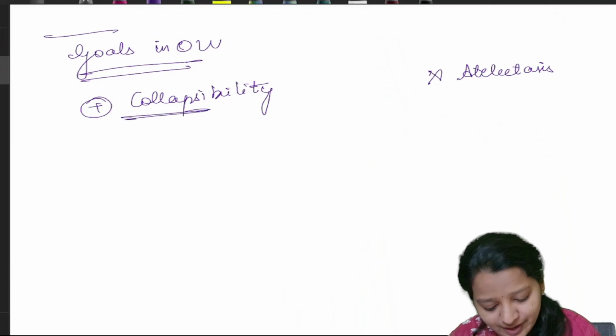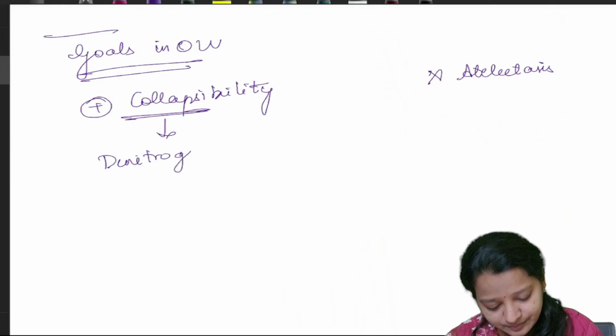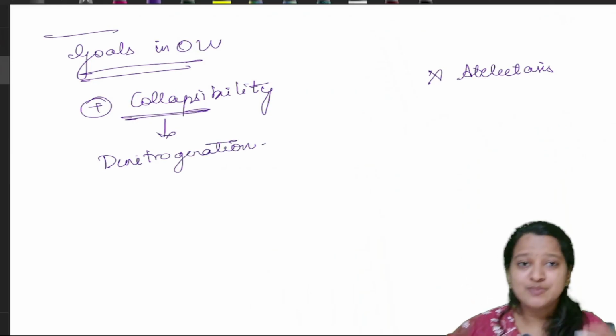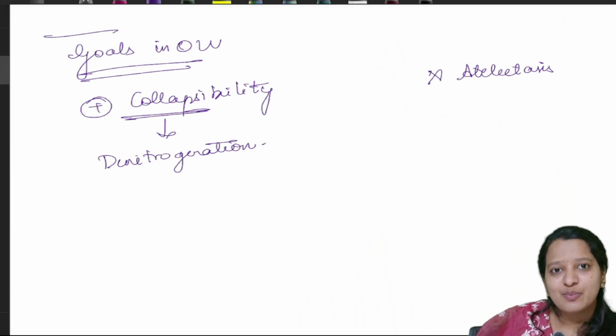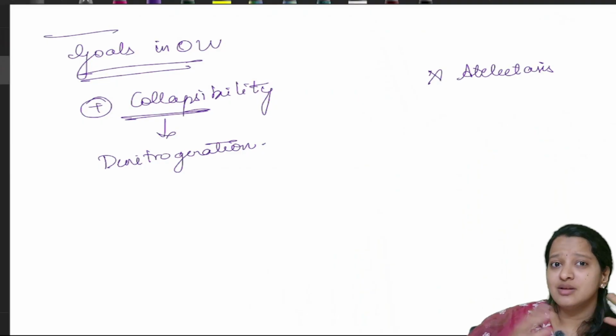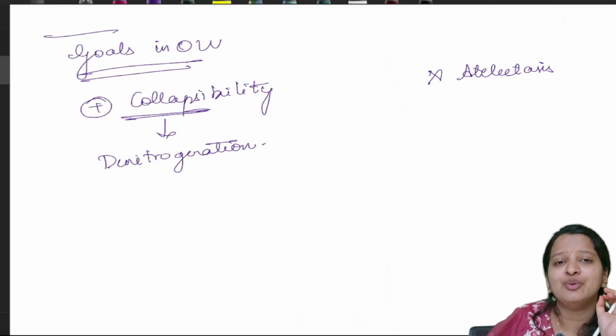So what we have to do, adequate denitrogenation has to happen before collapsing the lung. Because if the lung contains nitrogen or air mixed with oxygen, it will take time to collapse. The nitrogen takes time to come out because of its blood gas solubility coefficient. So we have to adequately denitrogenate the patient to have maximum and fast collapsibility.